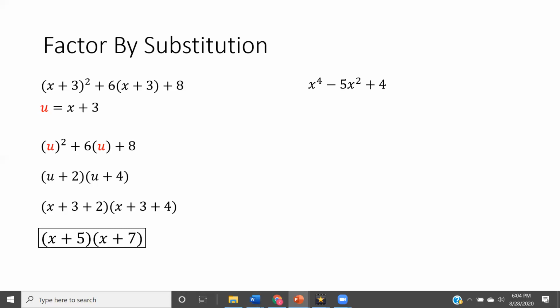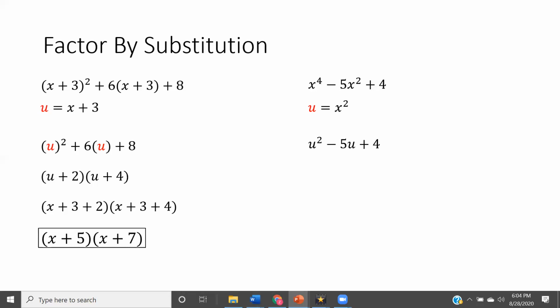But now looking at my middle term, I notice that I have an x squared there, minus 5x squared. And so that's what I'm going to pick my u to be. I'm going to take that middle variable, which is x squared, and then if I substitute that u into my equation, my 4 is not going to change. My x squared becomes u, and then my x to the 4th becomes u squared, because x squared squared gets me x to the 4th. And now I have a problem that I can factor.